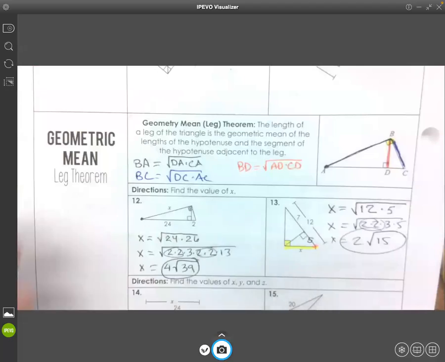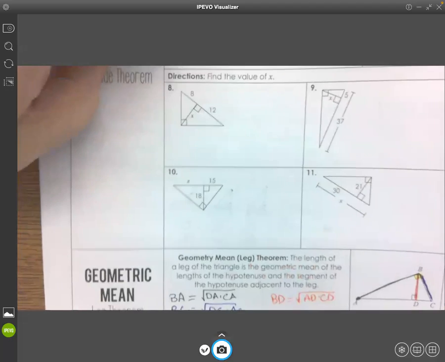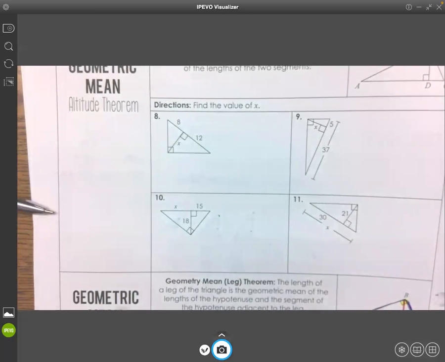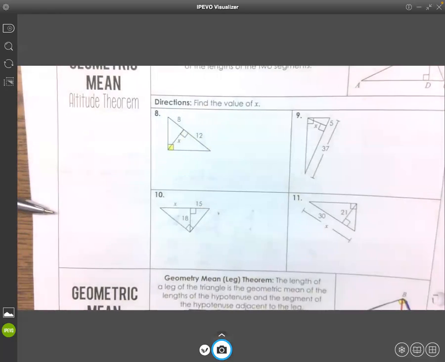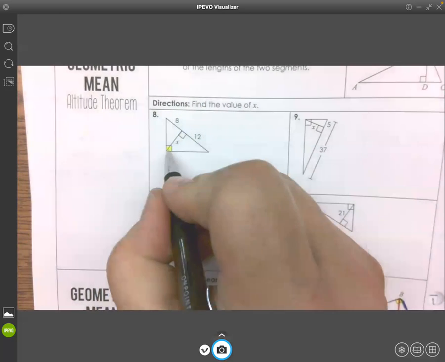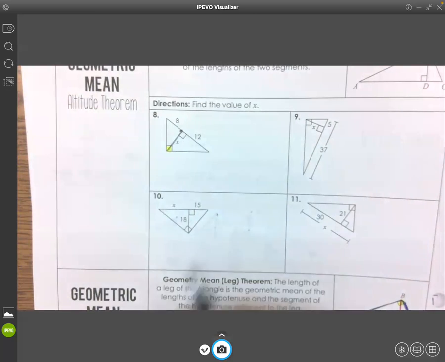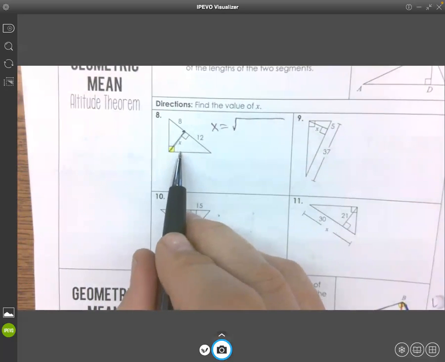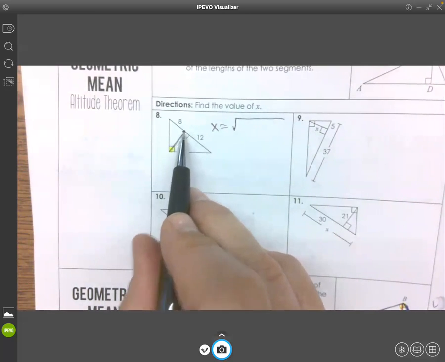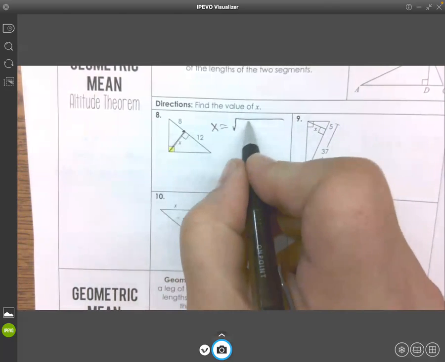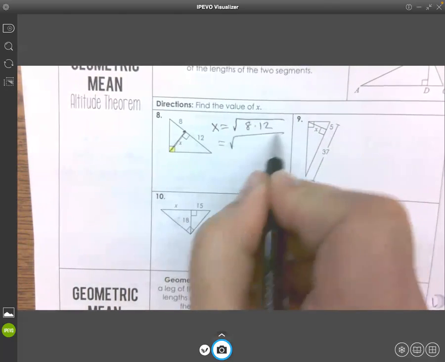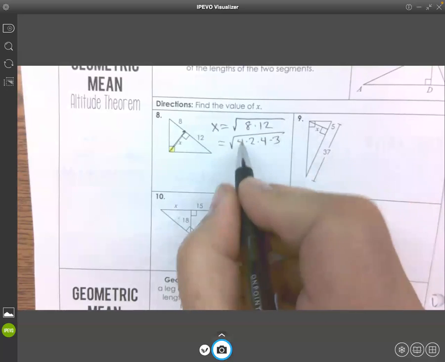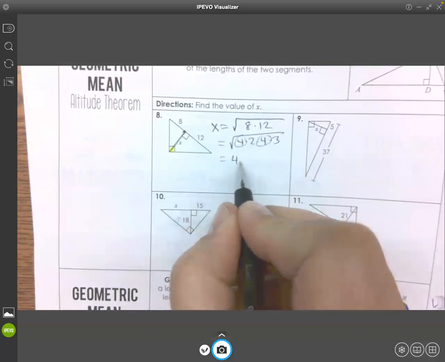Okay, let's take a look at number 8. Go up a little higher. Which is the leg coming out of the inception corner? It's x, right? So x equals. And what are the two numbers that share an endpoint with the endpoint of this segment known as x? 8 and 12. So this would be 4 times 2 times 4 times 3. 4's pair up, so it's 4 root 6.